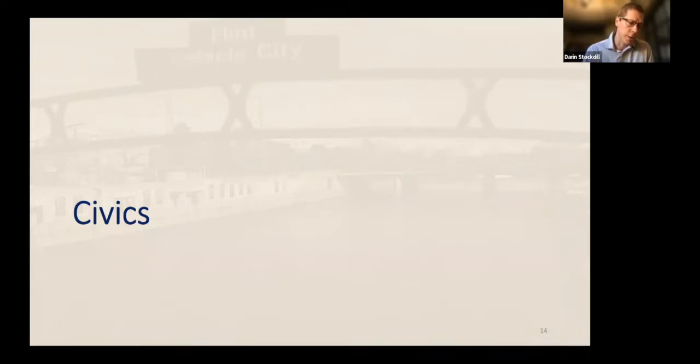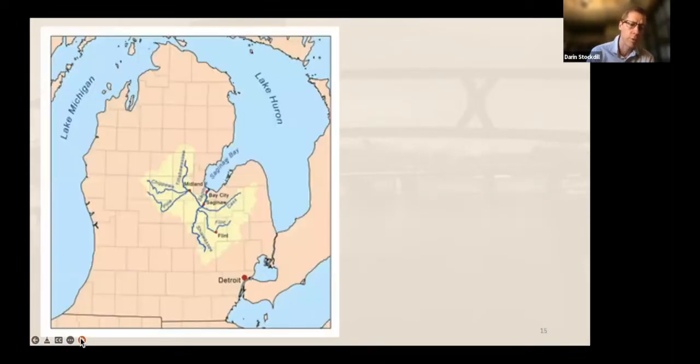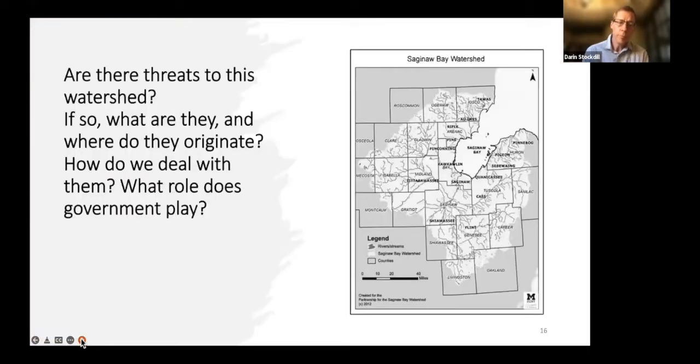And if we were to take civics and throw out a civics example, it would look different, of course. So we might start with a watershed, the Saginaw Bay watershed, and ask students to think about, are there any threats to the health of this watershed? If so, what are they? Where do they originate? How do we deal with them? What role does government play?